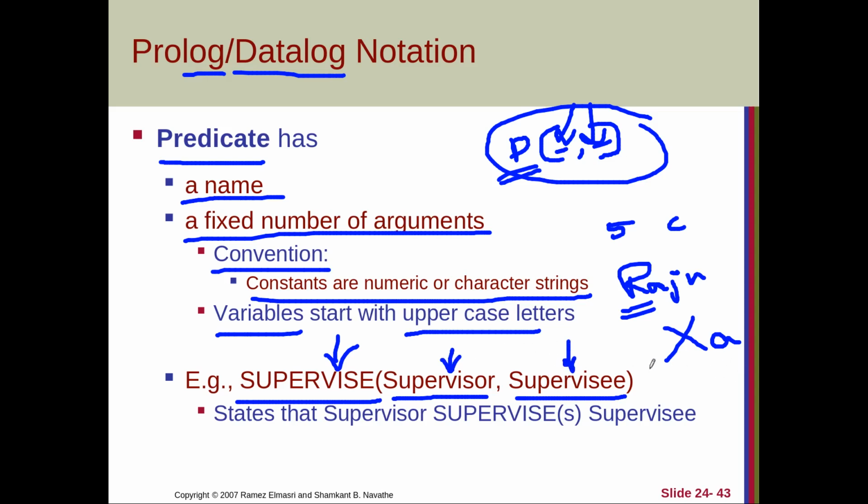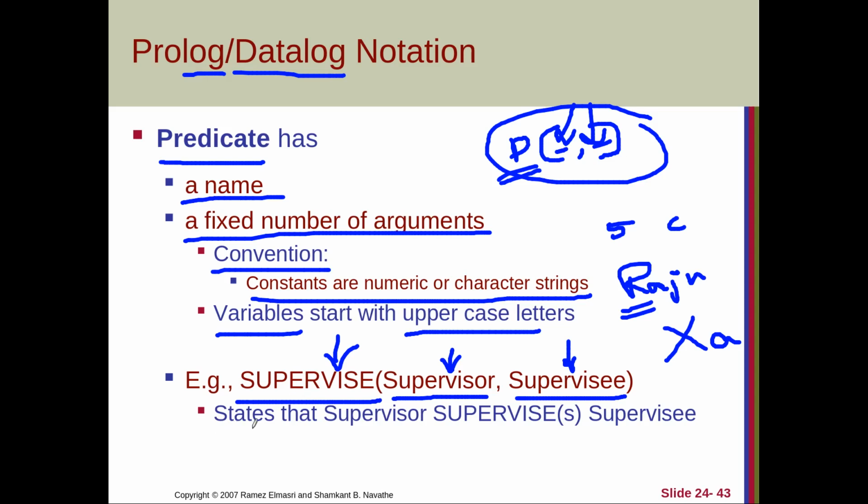We can see that the initial letter is capital, so the variable starts with a capital letter. Supervisor is a variable. Supervisee is also a variable. That means we can change the values here. At one particular moment, this supervisor will be a person. We can assign a value for this variable, and for supervisee also we can assign a value. So these two are variables, and this is the predicate name, that is supervise.